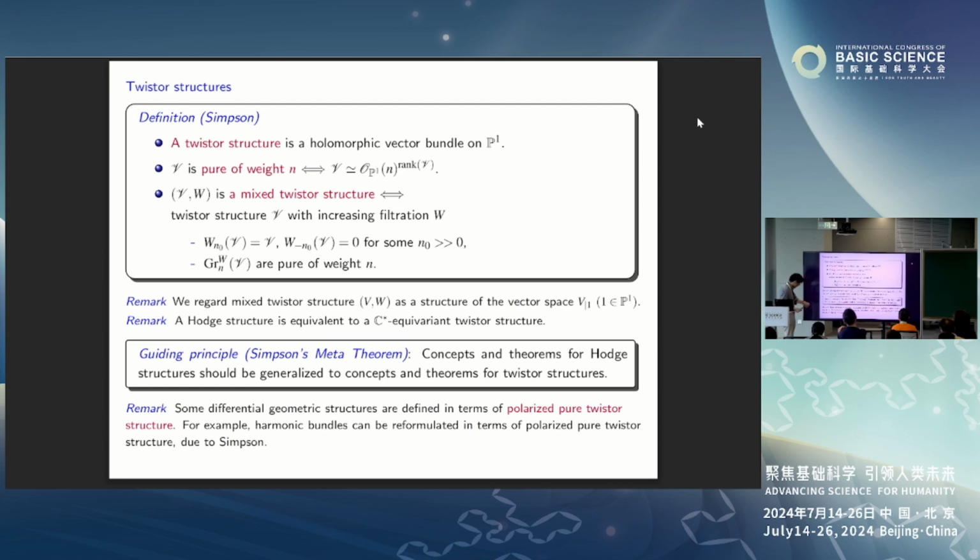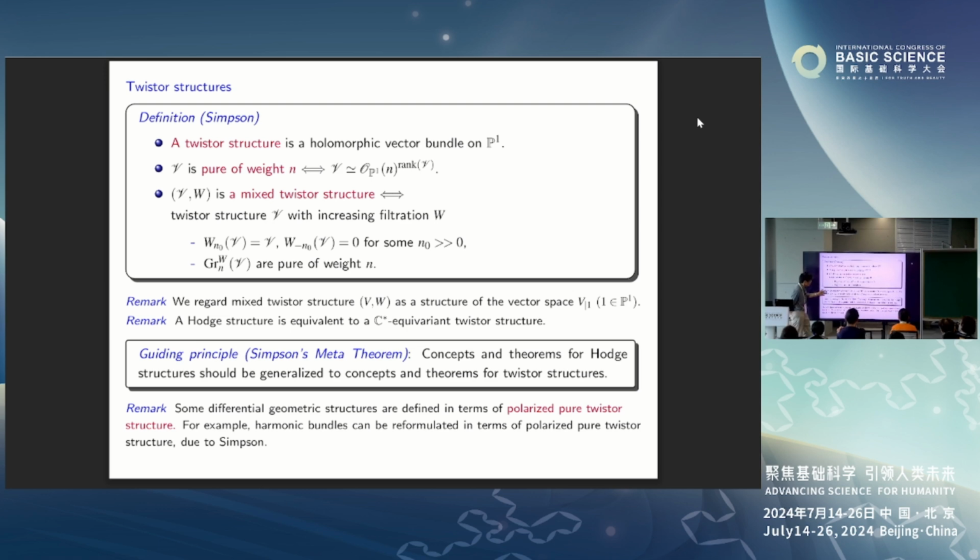And twistor structure was originally introduced by Simpson. So a twistor structure is just a holomorphic vector bundle on P1. And it is called pure of weight n if it is isomorphic to the direct sum of O_{P1}(n). And the twistor structure with increasing filtration is called a mixed twistor structure if the nth graded pieces are pure of weight n.